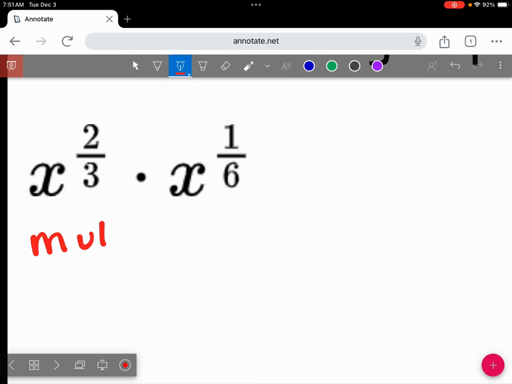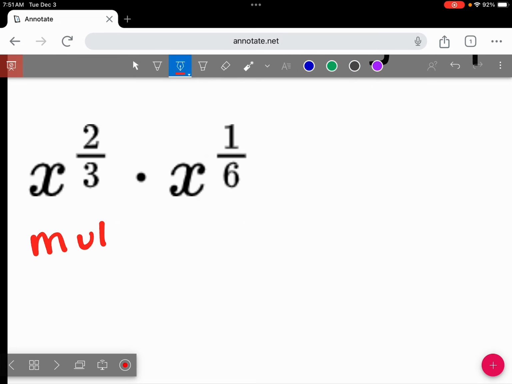So this can become x to the power of, and I need to add them, 2/3 plus 1/6. How could I do 2/3 plus 1/6? We can't add straight across. We're either needing common denominators or to type it in the calculator. Those are the ways to do it.